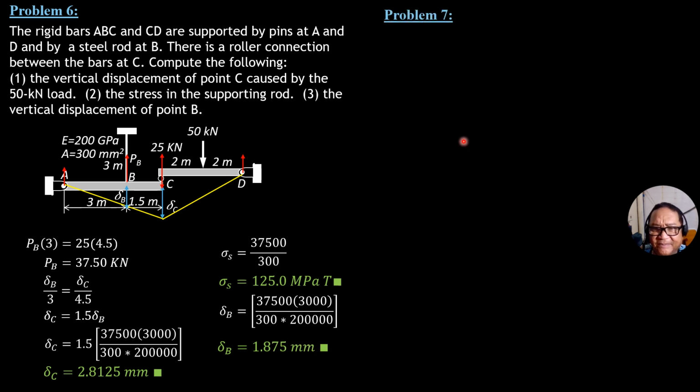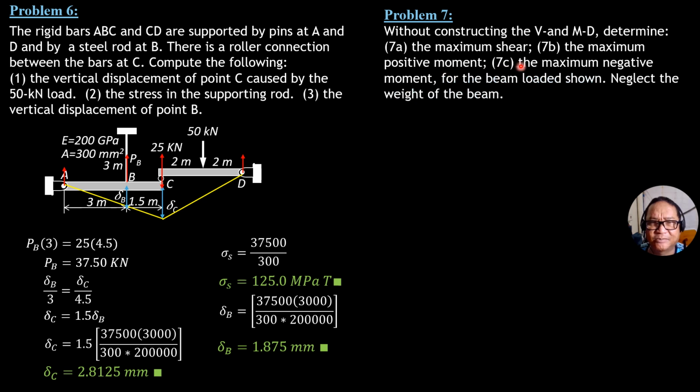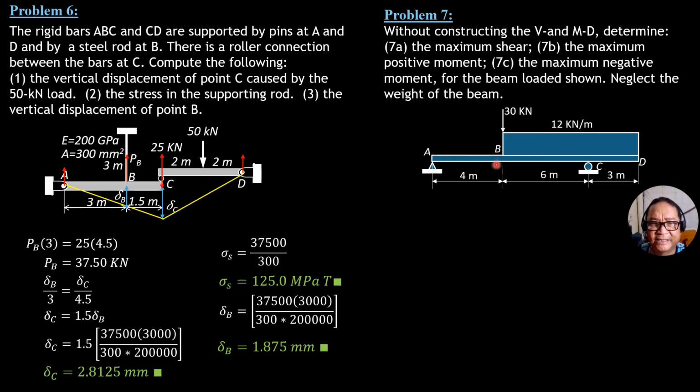For the next problem, problem 7, we have here, without constructing the shear and moment diagrams, determine the maximum shear, the maximum positive moment, and the maximum negative moment for the beam loaded as shown. Neglect the weight of the beam. We can answer all these problems by the technique in mechanics of materials or strength of materials.